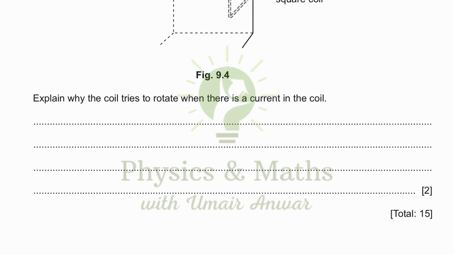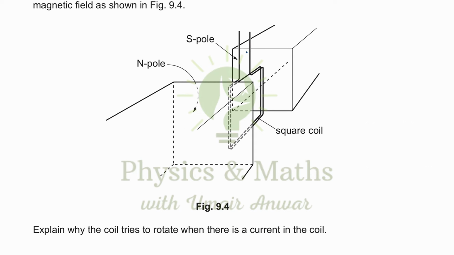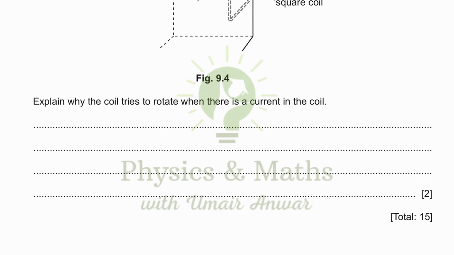Again, this is because of the motor effect. So the first thing is when there is current in the coil, when a current flows through the coil, there is a magnetic field around the coil also, and since it is placed in the magnetic field of another magnet, both the magnetic fields interact, and there is a force on the coil which tries to rotate it, which tries to create a moment in the coil.